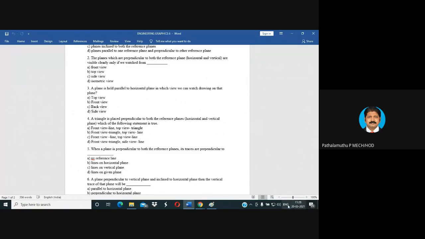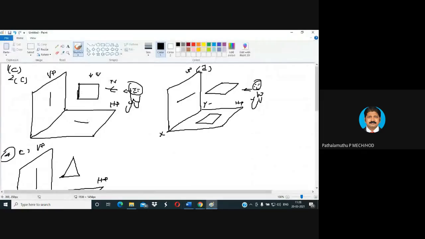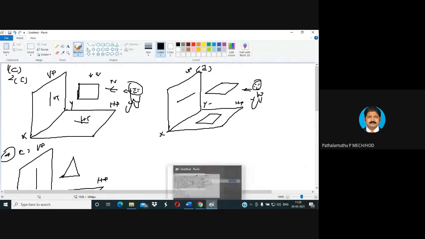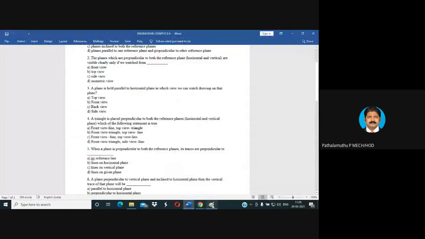See the diagram for the second question. The plane surface is perpendicular to both HP and VP. So this one is the horizontal trace, and this one is the vertical trace. Both the traces are perpendicular to the XY line. So option A is the correct answer for question number 5.